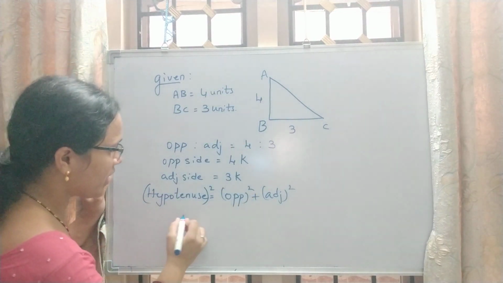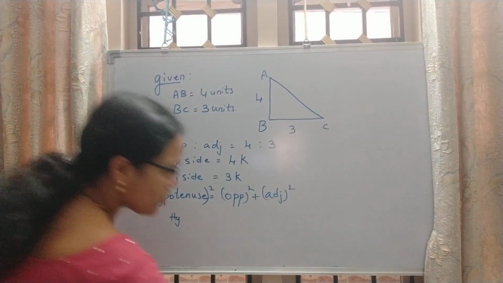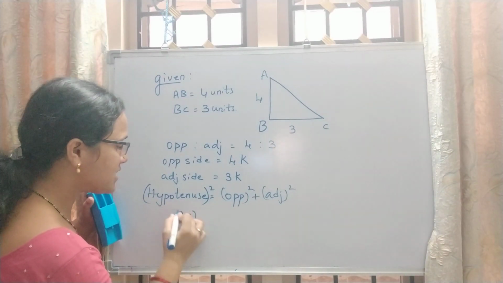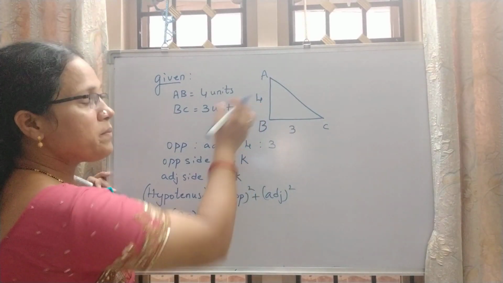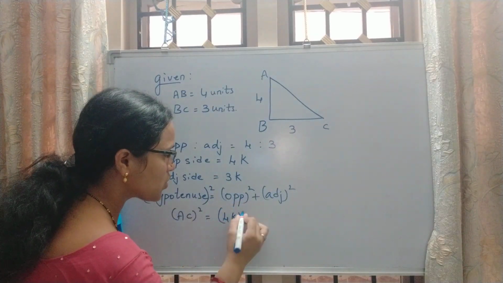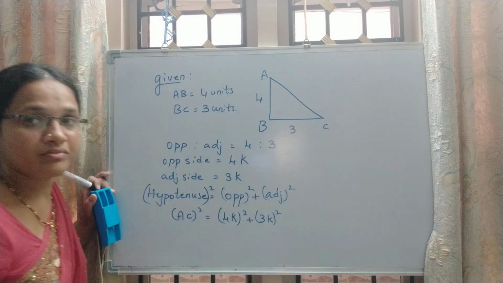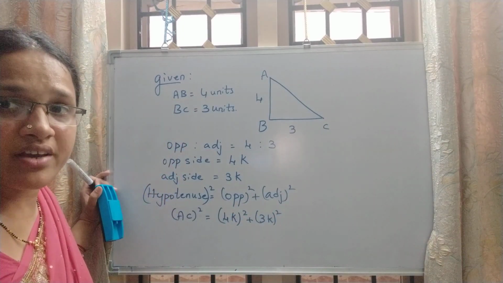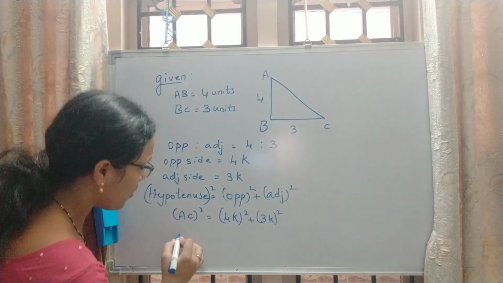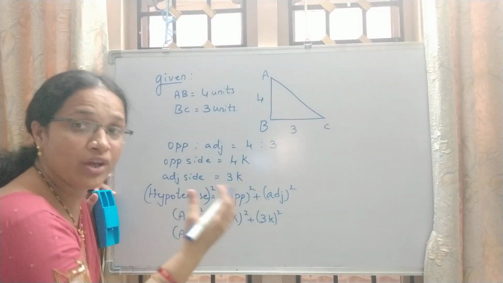So hypotenuse square is what we have to find. But what is the hypotenuse here? AC, no? So instead of writing hypotenuse again, you can mention AC square equals, what is the opposite value children? 4k whole square plus 3k whole square. Did you understand the substitution here? 4k whole square plus 3k whole square. Now AC square equals, expand 4k whole square.